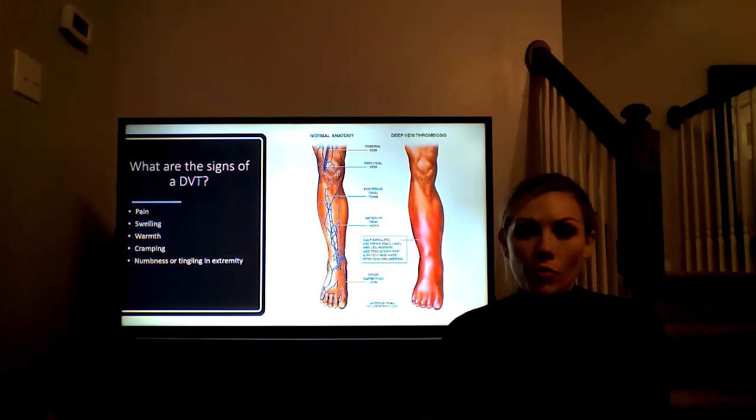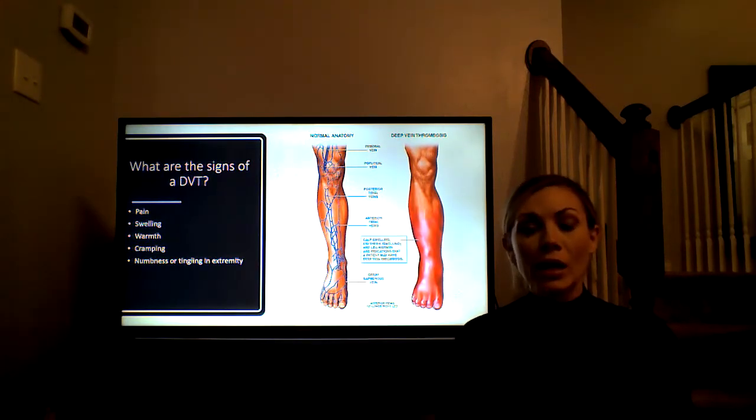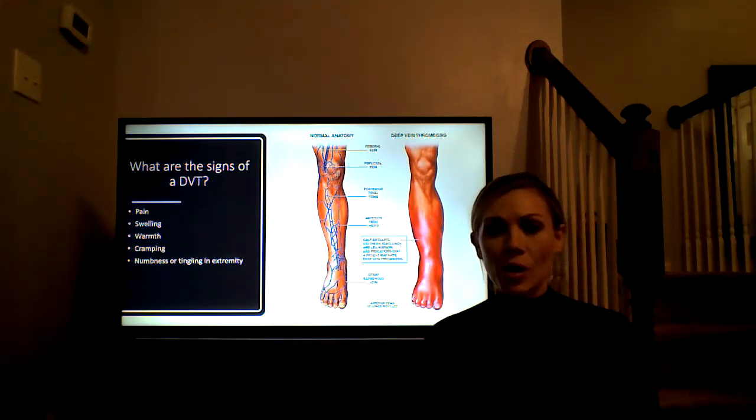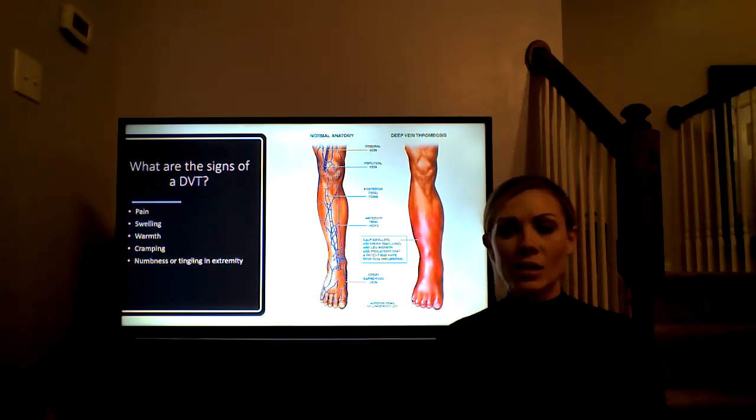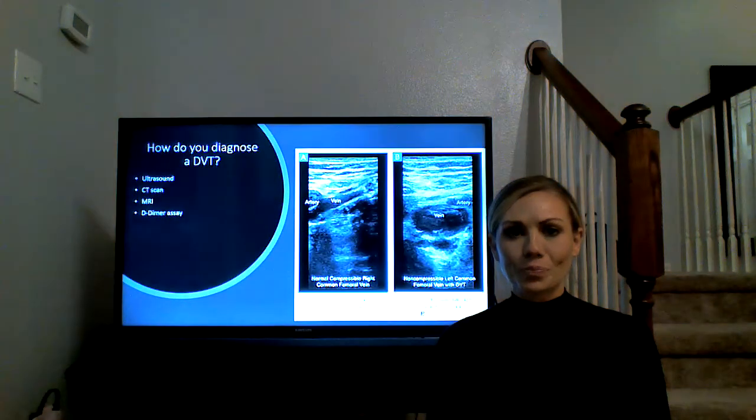So what are the signs to look for? Redness, cramping, pain, swelling, any kind of change in that foot at all. Some people even have numbness and tingling as well in their toes. So all signs to be looked for.